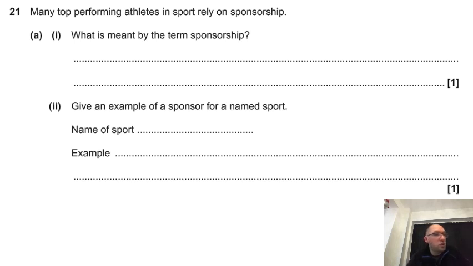So for instance, we have got Adidas is linked to the English cricket team. Okay, so it's looking for the sport, someone who's responsible. You could go for Chevrolet, is linked to Manchester United.